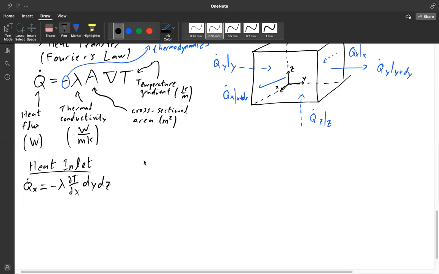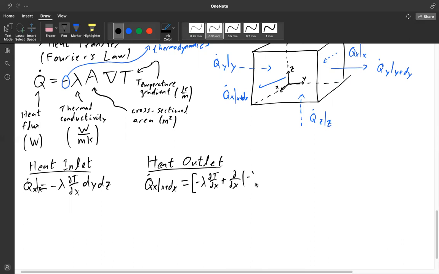and the heat outlet, Q dot x at x plus dx, equals out to be negative lambda partial T partial X plus partial X of negative lambda partial T partial X dx, multiplied by dy dz. And the same thing in the y and z direction.